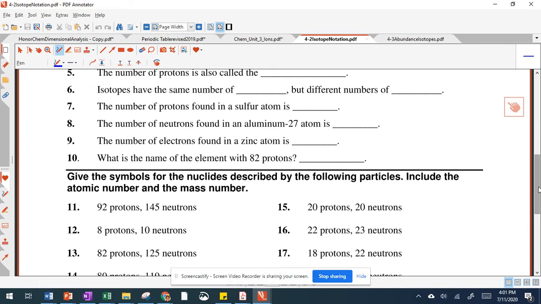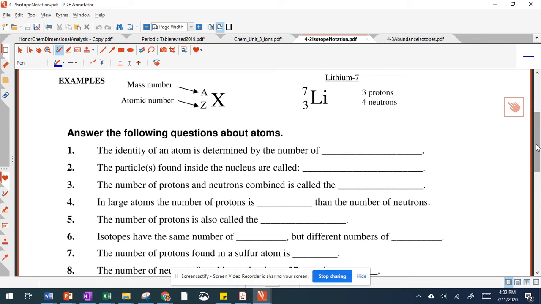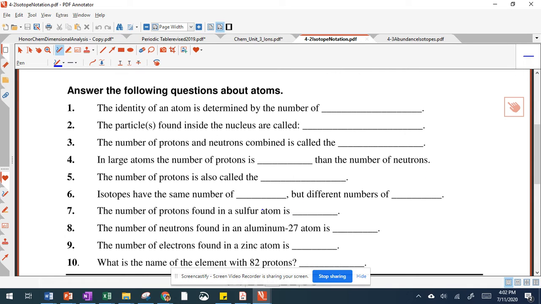Okay, so on this sheet, this is on Google Classroom. At the top here is just some different fill in the blanks, just to review information about isotopes. So one thing that I want to point out is, the particles found inside the nucleus, those are called nucleons. So this is something we went over very early on. So I just want to put that there because a lot of students forget that.